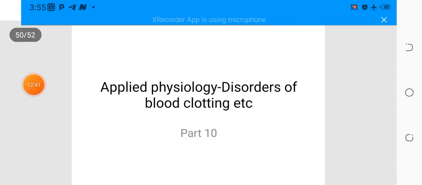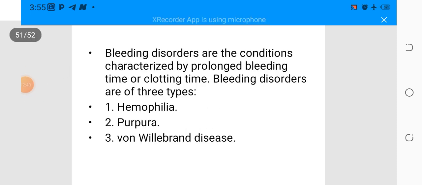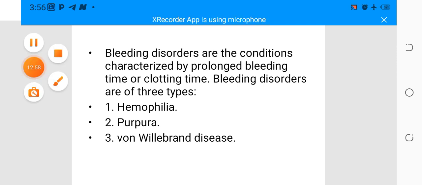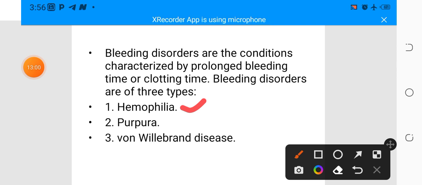Some disorders associated with platelets are hemophilia, purpura, and von Willebrand disease. I'll define these. I'll start by defining hemophilia. This is a group of sex-linked inherited blood disorders characterized by prolonged clotting time.